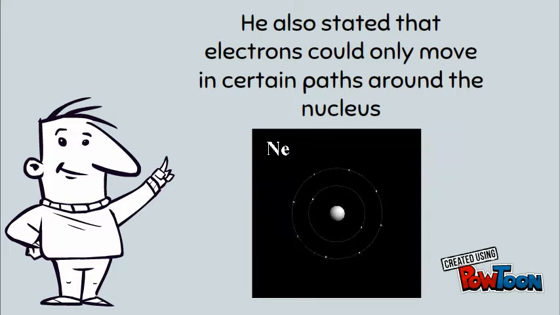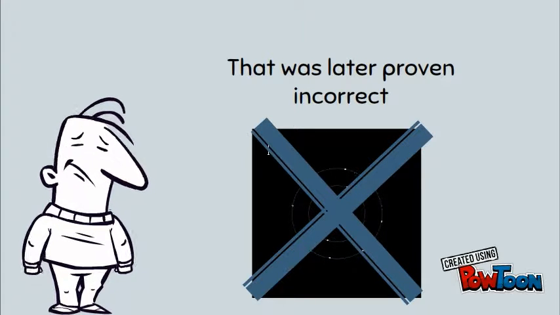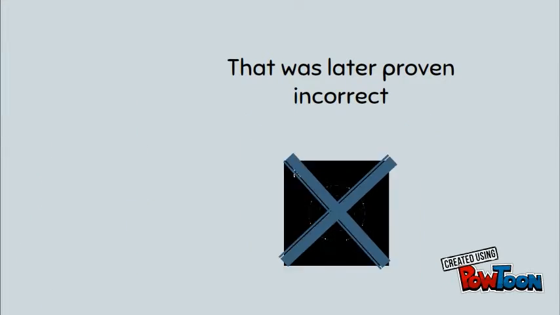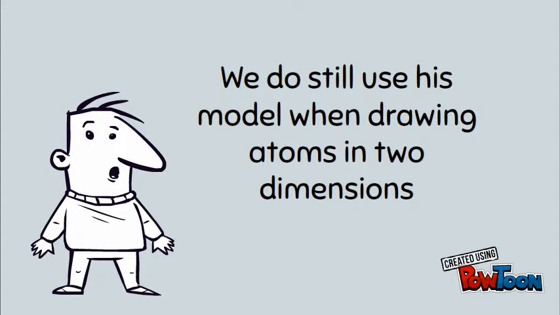He also stated that electrons could only move in certain paths around the nucleus, so in those circles. This was later proven to be incorrect. However, we still use his model in those paths when we draw things in 2 dimensions.